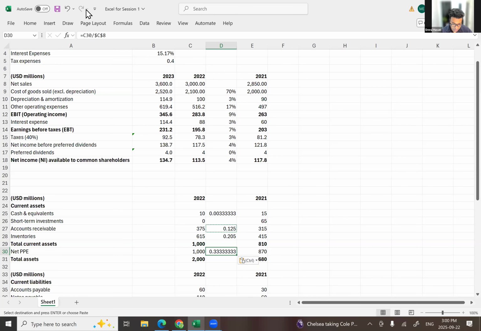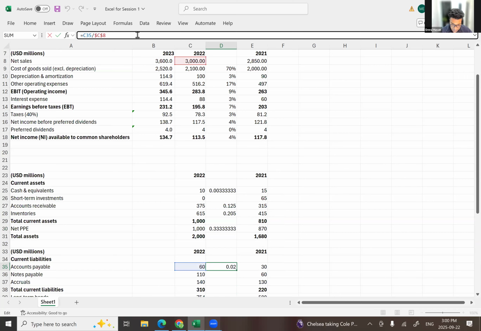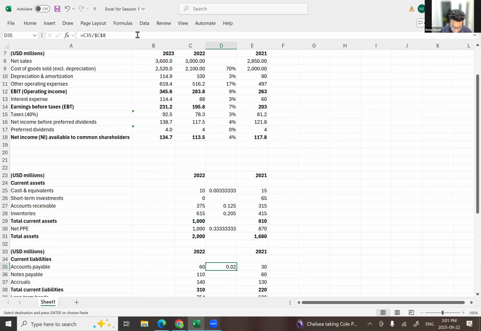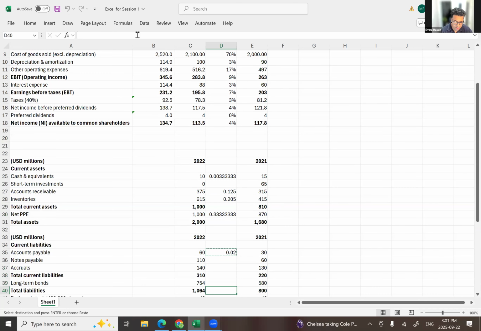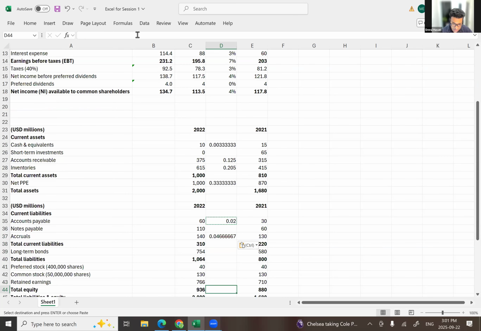Another one here. Net PP, percentage of sales. Accounts payable, percentage of sales. Notes payable, we keep the same. Accruals, percentage of sales. I always have to make sure when I work with Surface Pay, I'm doing things right. You can also drag it, to be very honest with you, but it will give you a wrong impression that everything is a percentage of sales. So I'm not dragging the numbers. And we keep the other things the same.